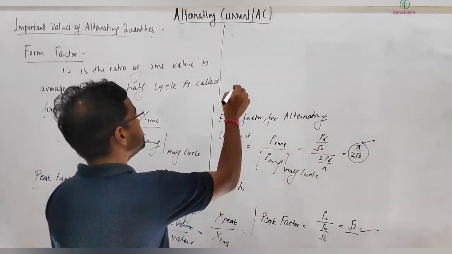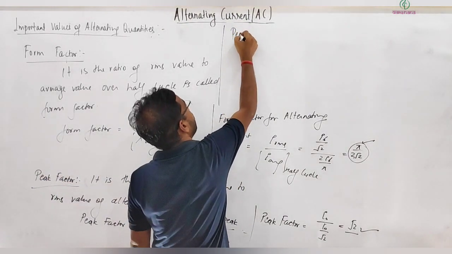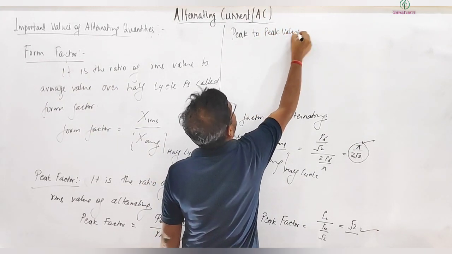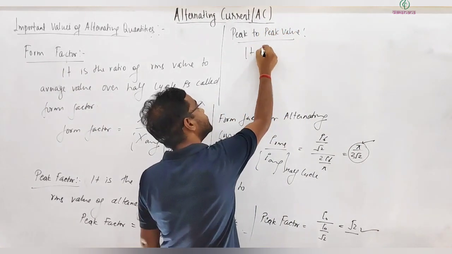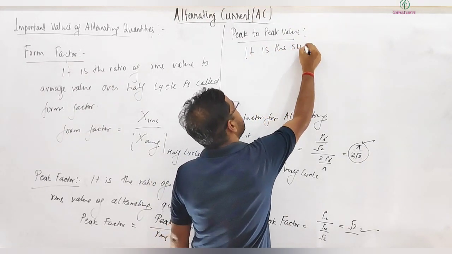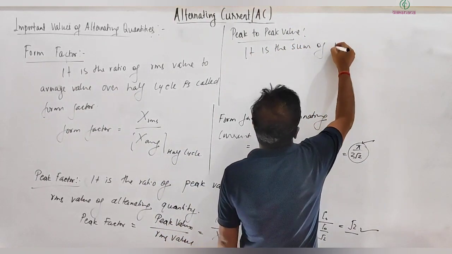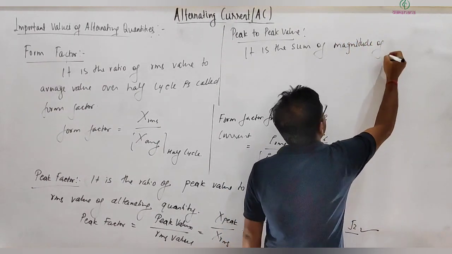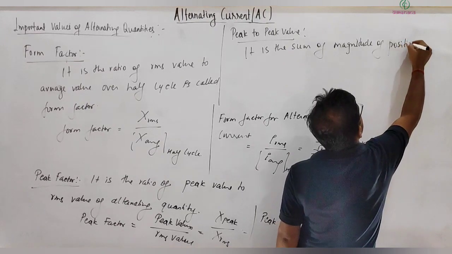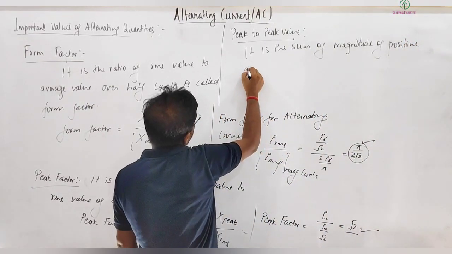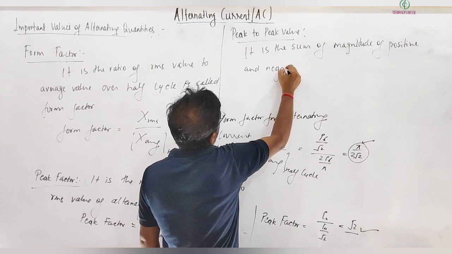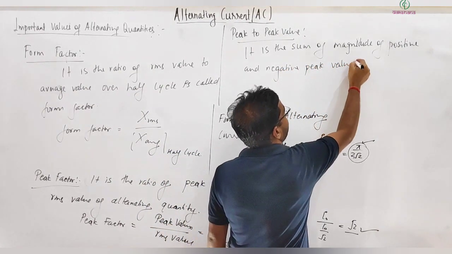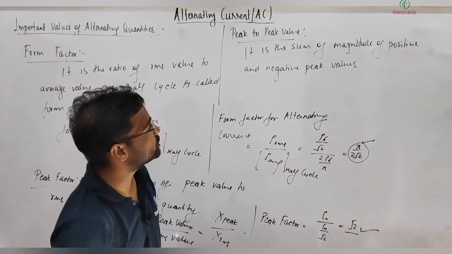Okay, next term is peak to peak value. Peak to peak value is the sum of magnitude of positive and negative peak values. That is termed as peak to peak value.